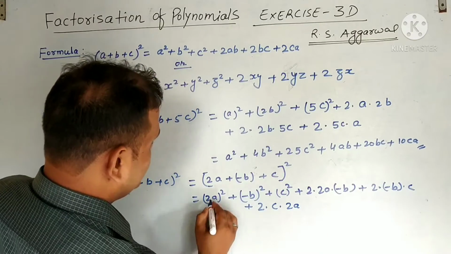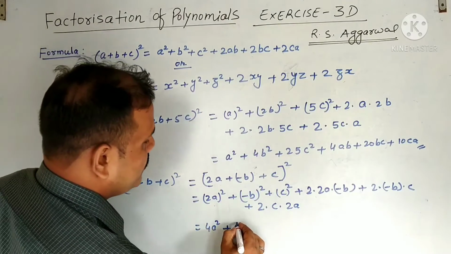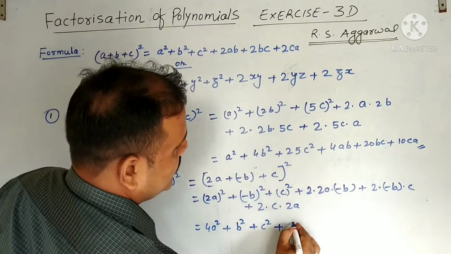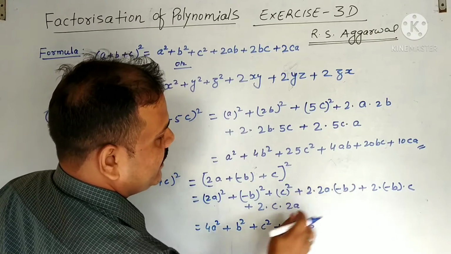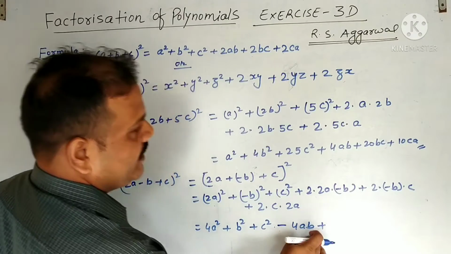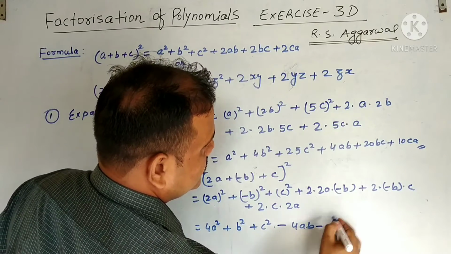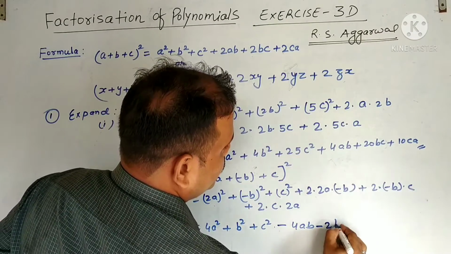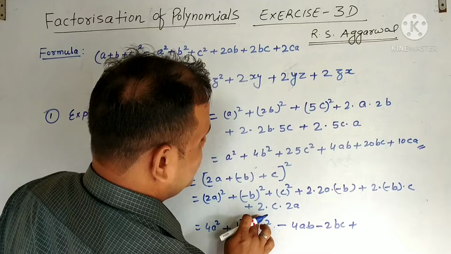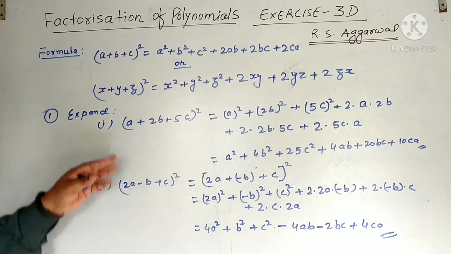Now next step: 4a square plus b square, because minus b squared becomes plus, plus c square, plus 4ab, but the sign is negative, so negative into positive becomes negative. Then minus 2bc, since there is a negative sign. And all other signs are positive, so 2 into 2 is 4ca. This is the solution, that is the expansion.